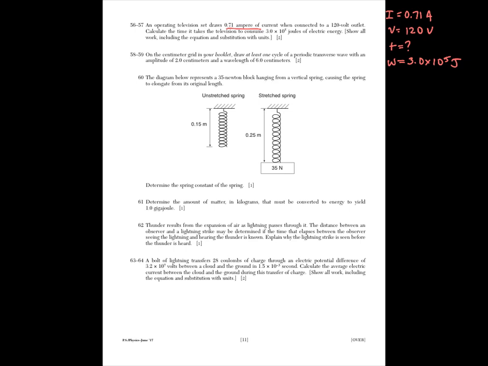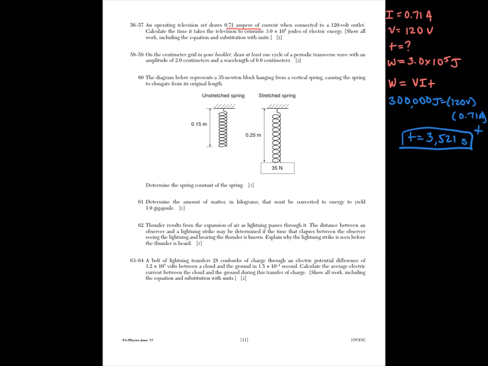Now the easy thing about this for a 2-point question is that all the equations you're going to need are on the reference table. So they're not as bad. You just gotta know which equation to use, and they're all in the reference table. They're not going to ask you to use some random equation and derive it. It's all there. So there is actually an equation that puts this all together. Work is equal to VIt. And so you're just going to plug all of this in. 300,000 joules equals 120 volts times 0.71 amps times t. You get that time is equal to exactly 3,521 seconds.